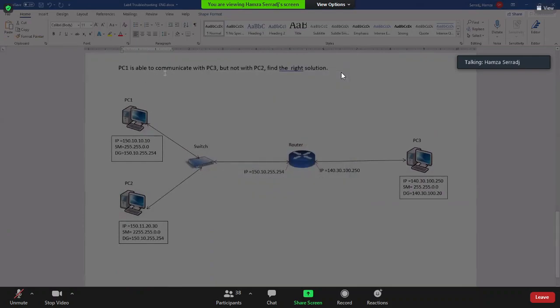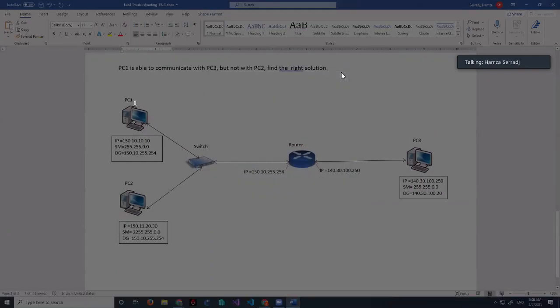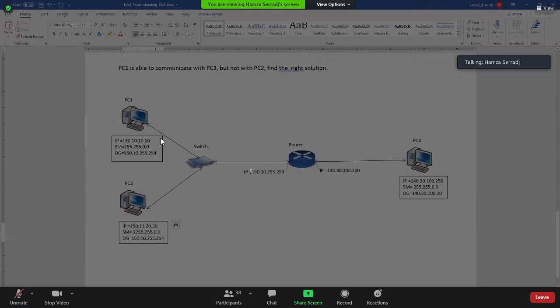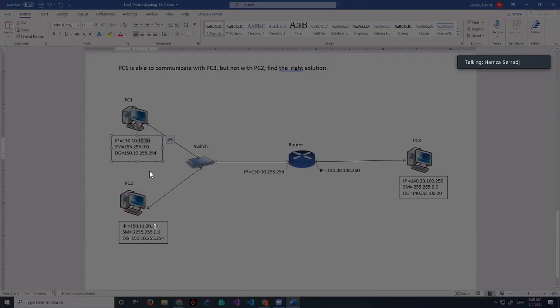Last one, PC1 is able to communicate with PC3. So this one is able to communicate with this one, but not with PC2. Now we don't have any communication going from PC1 to PC2. What is the problem here? Change the network ID of PC2. So we have here 150, 10, 10, 10, 150, 255. We are on class B. So this is all the computers, right? 150, 10, 10, they are on the same.